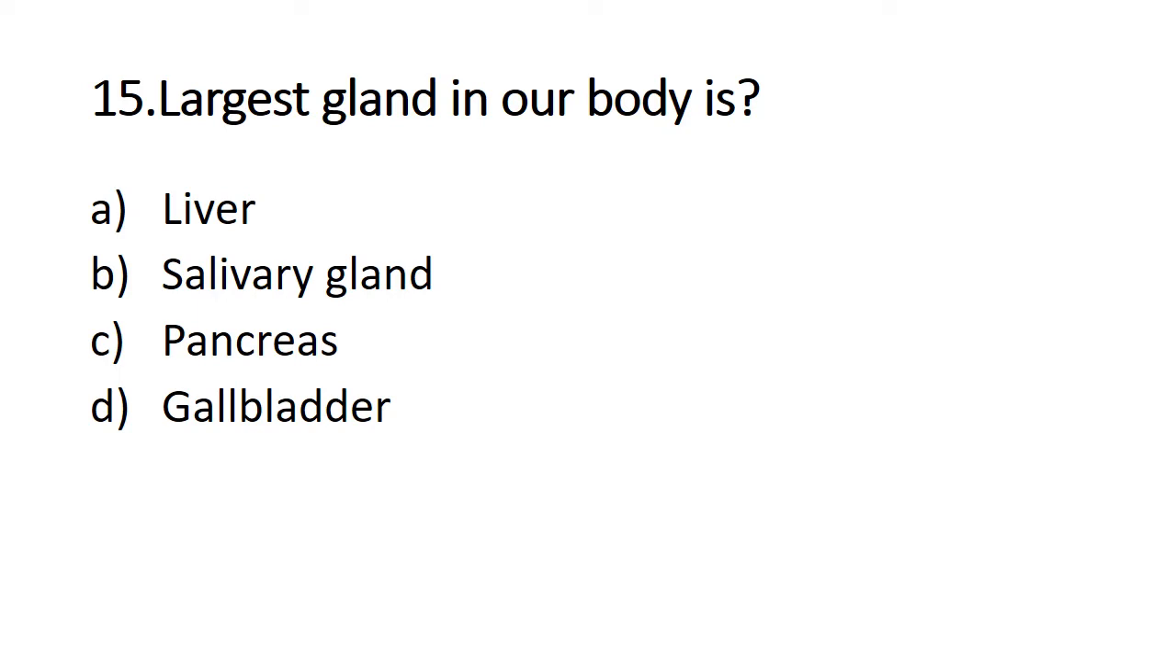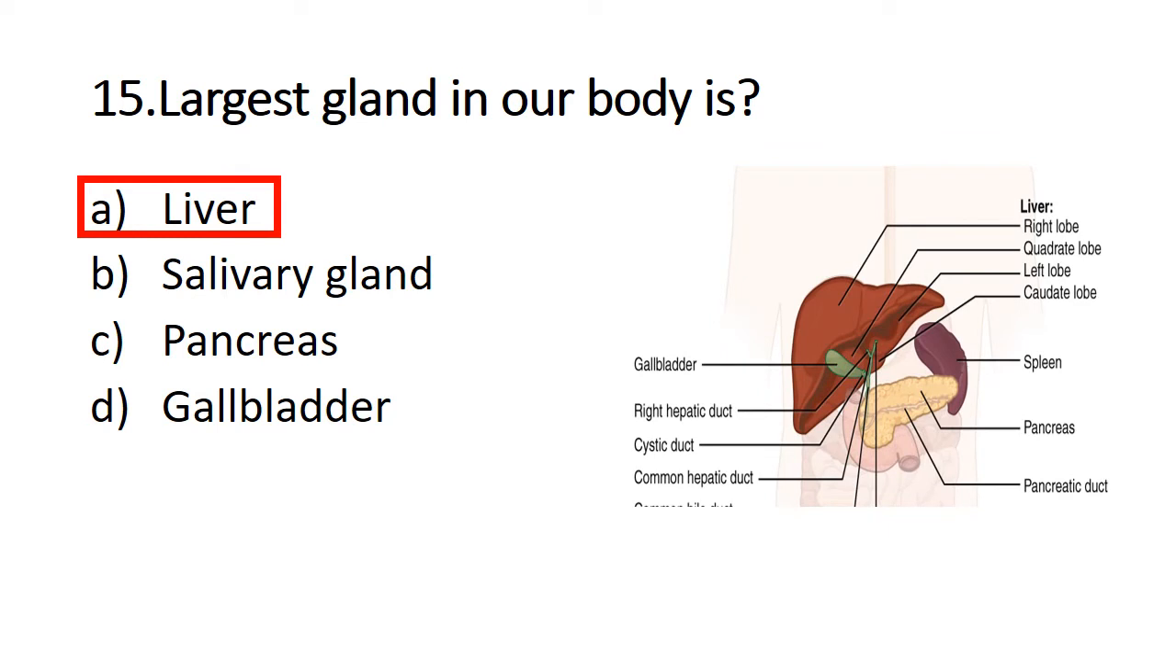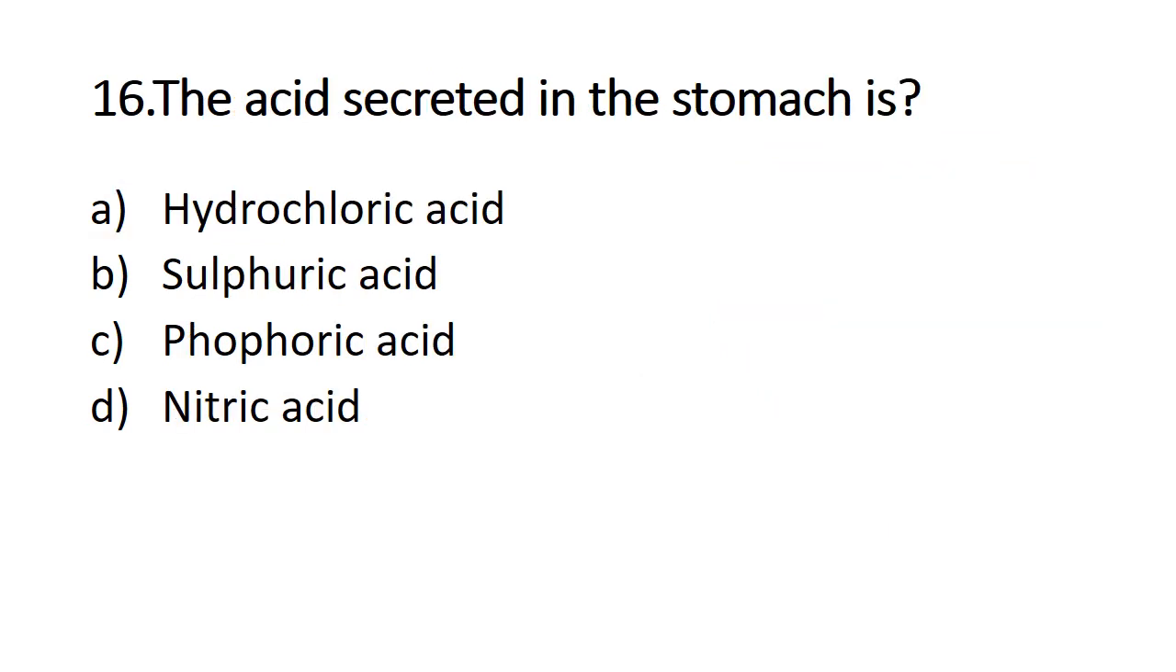Largest gland in our body is A. Liver, B. Salivary gland, C. Pancreas, or D. Gallbladder. So, the correct answer is option A. Liver. Let's move on to the 16th question. The acid secreted in the stomach is A. Hydrochloric acid, B. Sulfuric acid, C. Phosphoric acid, or D. Nitric acid.